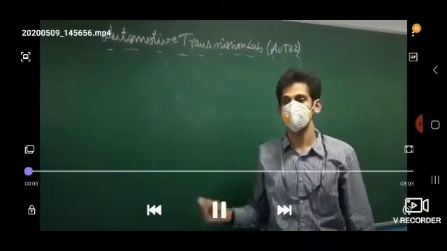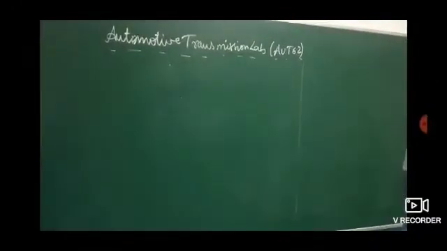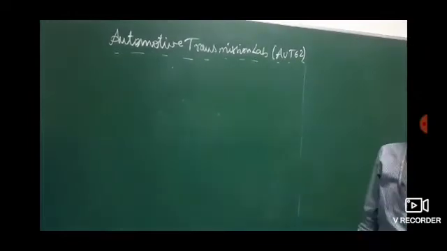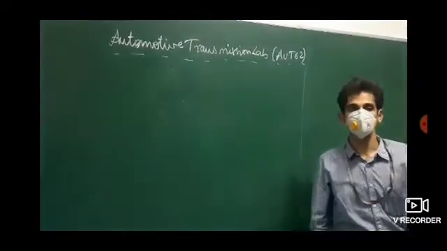Let us discuss the automotive transmission lab and the various systems which are connected in it. The course code of this particular lab is AUT62. The following experiments will be conducted in this particular lab.